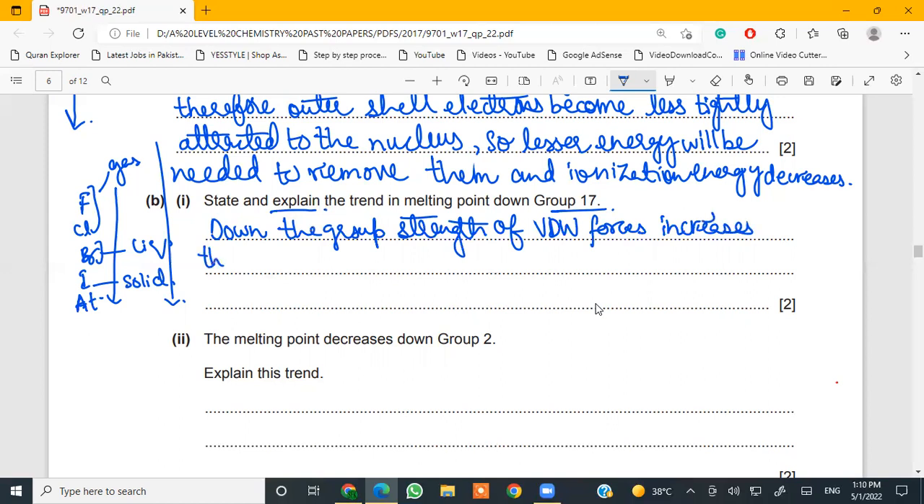Therefore, melting point increases. Okay, so 1 mark for increase and 1 mark for increase in VDW forces. Take it. Let's move on. Part 2.